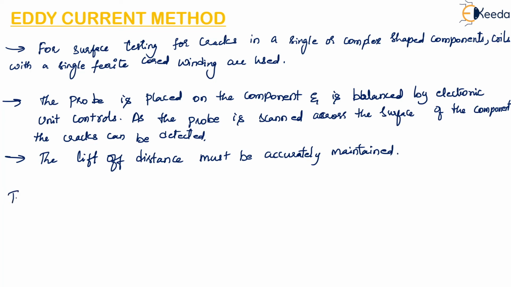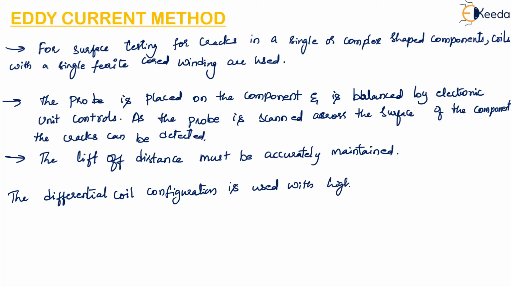So the differential coil configuration is used with high speed or with higher speed scanning systems, where the lift-off effect and the vibration effect can be cancelled out to an acceptable extent.